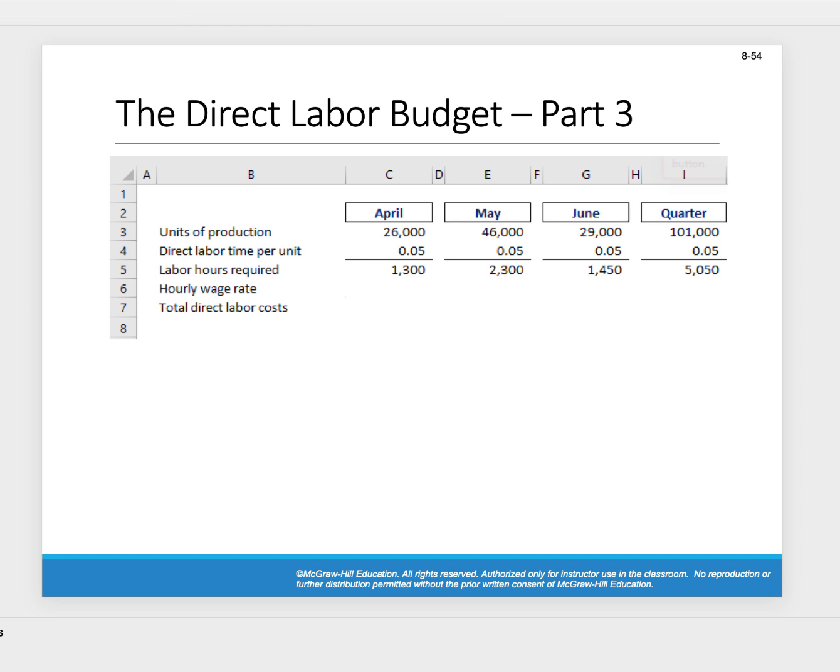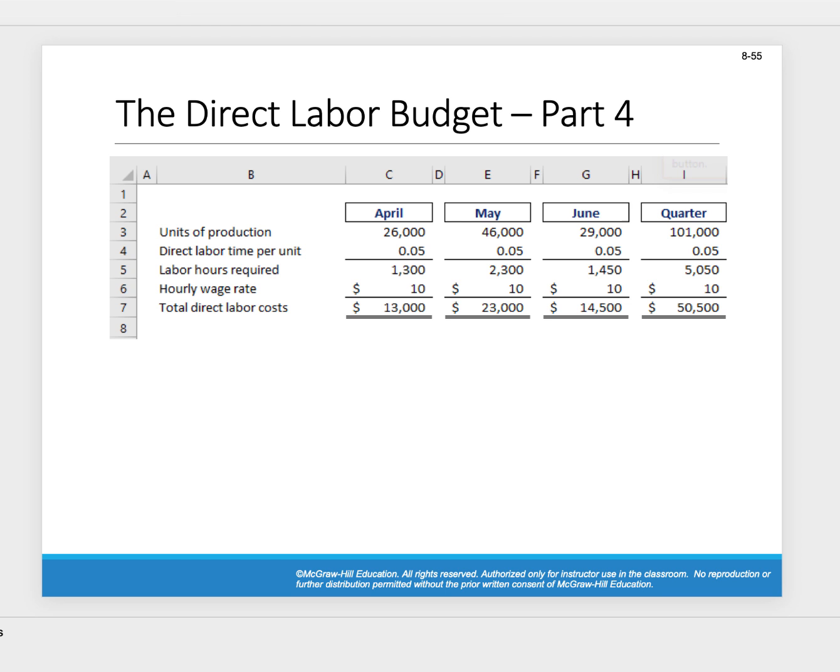Okay. Then we say, how much time does it take per unit? Well, it takes 0.05 of an hour, or 3 minutes. So we take 26,000 units times 0.05. We're going to incur, again, in the month of April, 1,300 hours to make 26,000 units that we need to produce. Okay. The hourly rate is $10 per hour. Total direct labor cost is going to be $13,000.